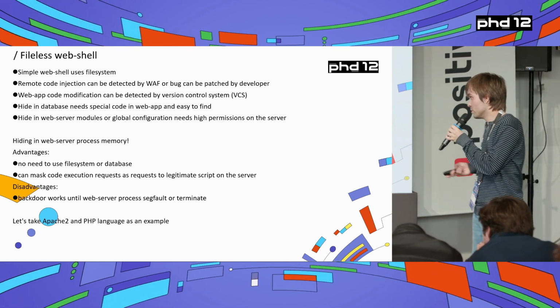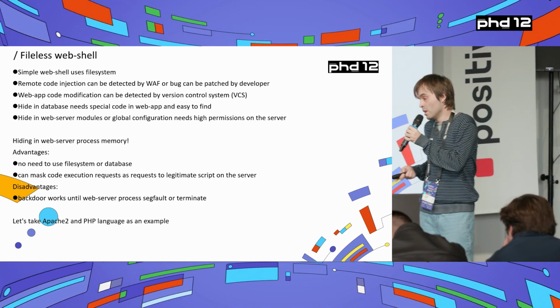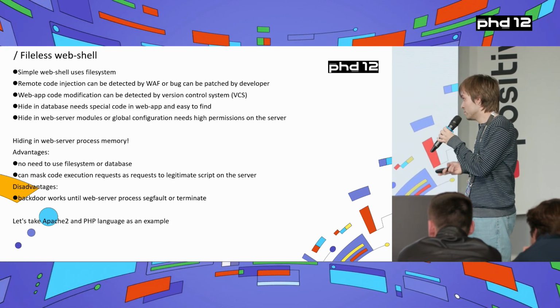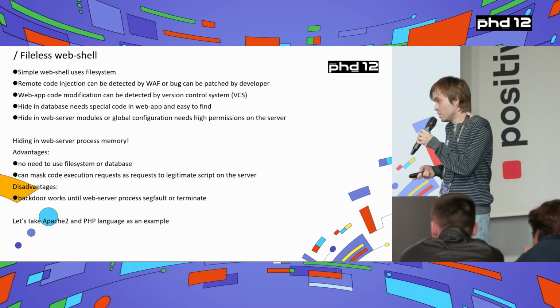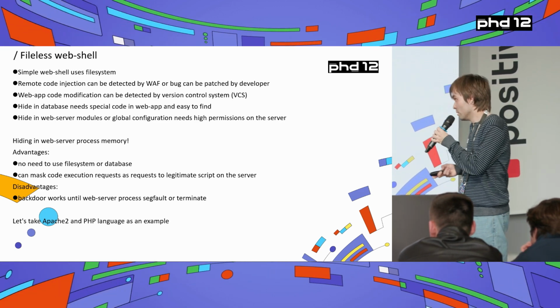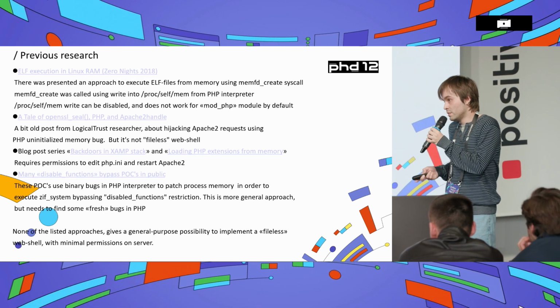They can mask code execution requests as requests to a legitimate script. The backdoor works until the web server is terminated or refreshed. We will take a look at Apache 2 and the PHP language as an example.